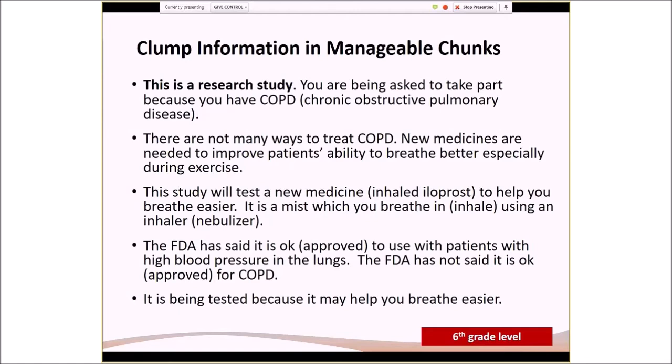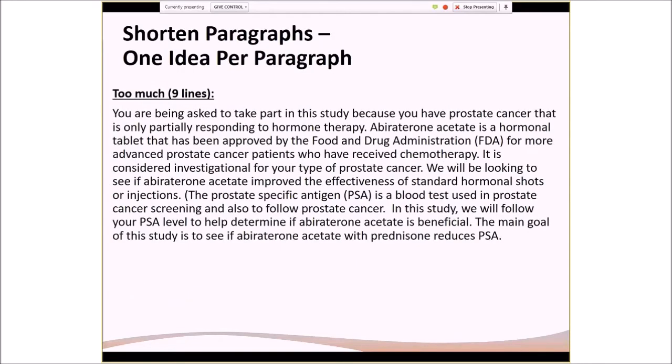So here, this slide is clumping this information. This is a research study. You're being asked to take part because you have COPD. There are not many ways to treat COPD, blah, blah, blah, but you can bullet these and use some white space that gives you breathing room. So this is written on about a 6th grade level, and it's more manageable than a lot of things.